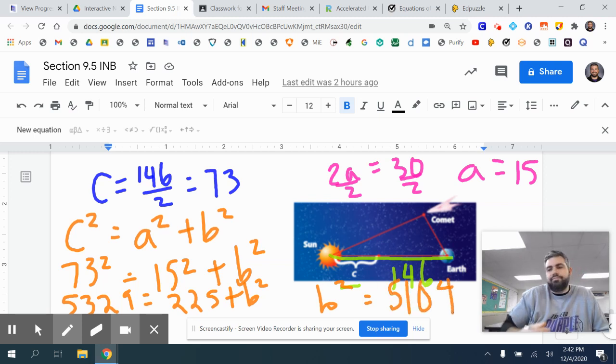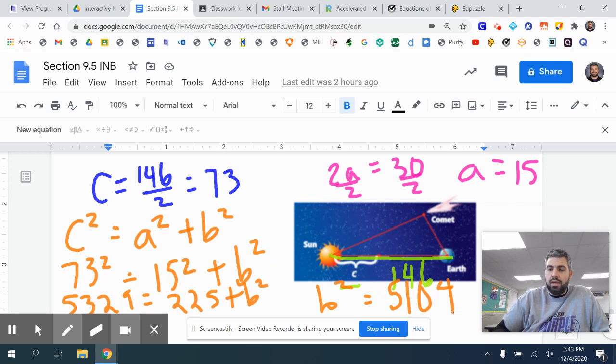Now, we don't really need to worry about what b itself is. We can take the square root of that, but it's going to be some decimal. It doesn't really matter for our equation of a hyperbola. So we're just going to leave it as b squared is 5,104, okay?